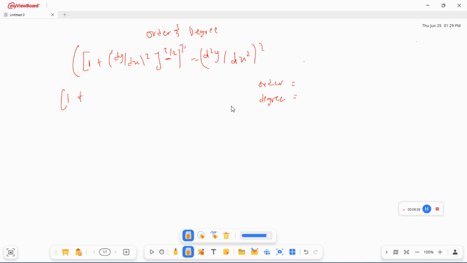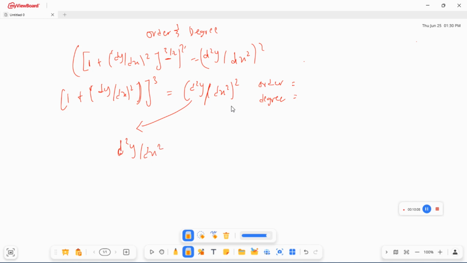And then we have (1 + (dy/dx)²) raised to the power of 3 equal to (d²y/dx²) squared. So now we don't have any fraction as power, we don't have any radical as power, so we can get our order and degree. Now, looking at this equation, which one is the highest differential coefficient? It's going to be d²y/dx², right?